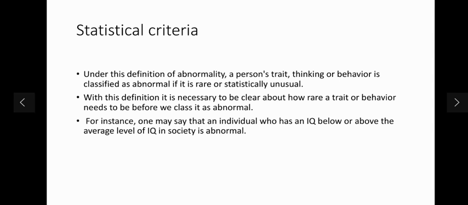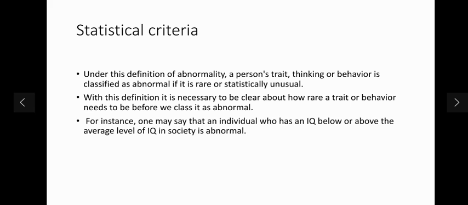According to this criteria, abnormality will be defined only on the basis of how rare a particular trait, thinking, or behavior of an individual is. If a trait, behavior, or thinking is very unusual or rare, then it will be considered as abnormal. But one important thing to be considered is how rare a particular phenomenon should be. For instance, in the normal population, the IQ range is between 85 to 115. If it is less than that, or greater than that, then it is abnormal. But how much deviant it should be from the norm is to be decided.